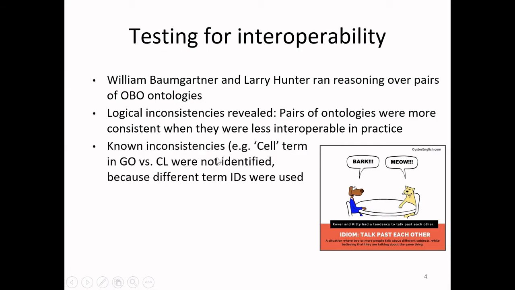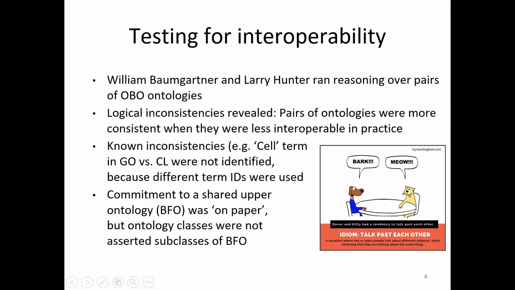So, for example, there was the long known issue that the GO definition of cell and the Cell Ontology definition of cell were incompatible, but they just use different IDs. So the reasoner has no way of picking up that this is really what biologists would consider to be a serious flaw. The other issue was that all the ontologies in OBO are in principle saying that they're complying to the upper ontology BFO, but that was compliance as in on paper. And the ontologies didn't actually assert subclasses of BFO, so even that kind of interoperability couldn't really be tested for.